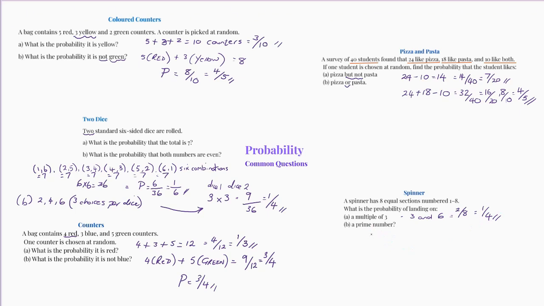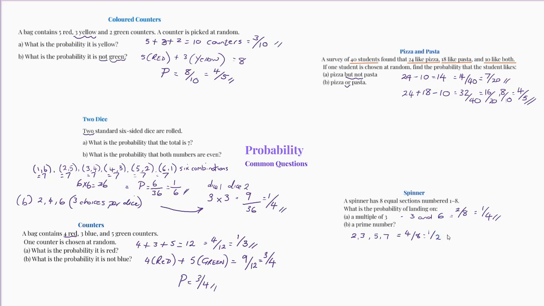A prime number between 1 and 8. What are the prime numbers between 1 and 8? Well, we know 2 is. Remember 1 in itself. 3, 5, and 7. So we've got 1, 2, 3, 4. So what we're going to do is simply do 4 over 8, which equals 1/2.